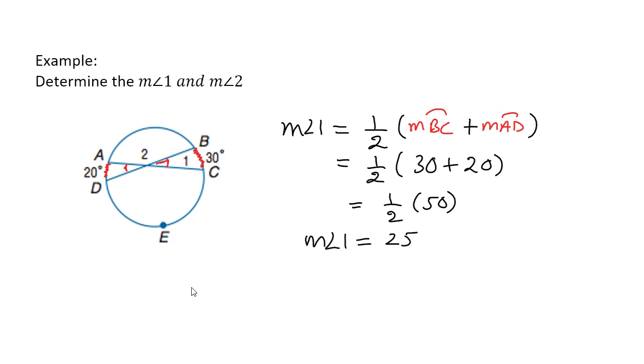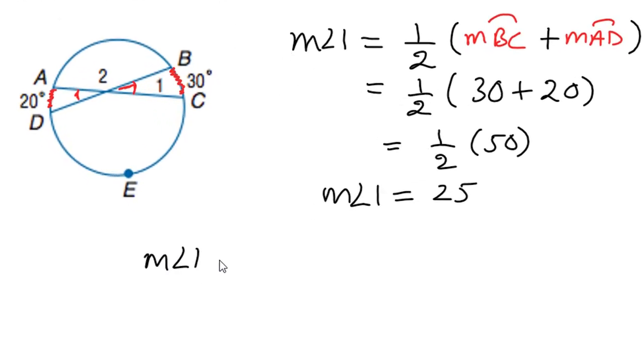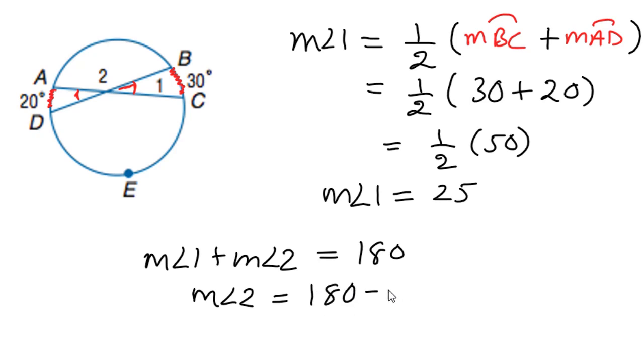In order to go ahead and figure out the measure of angle 2, I don't really need to apply the theorem, given that angle 1 and angle 2 are a linear pair. So the measure of angle 1 plus the measure of angle 2 is going to be equal to 180 degrees. Don't forget all of those relationships. So the measure of angle 2 is then going to be equal to 180 minus 25. So that's going to be equal to 155. So those would be the two measures.